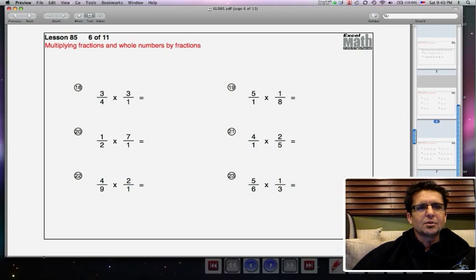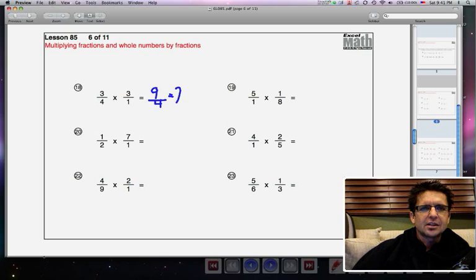Okay, number 18, 3/4 times 3 over 1 is equal to 9 over 4. I can't leave it that way. 9 divided by 4, 4 goes into 9 2 times. 2 times 4 is 8. That means I have a remainder of 1, or oops, not 1/8, 1/4.